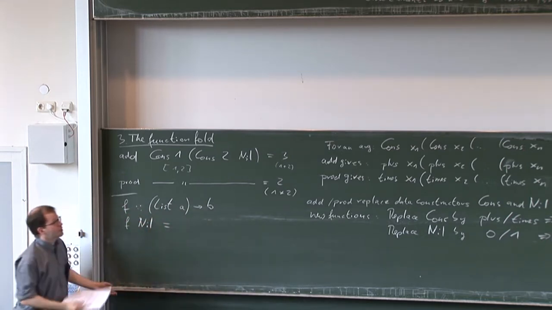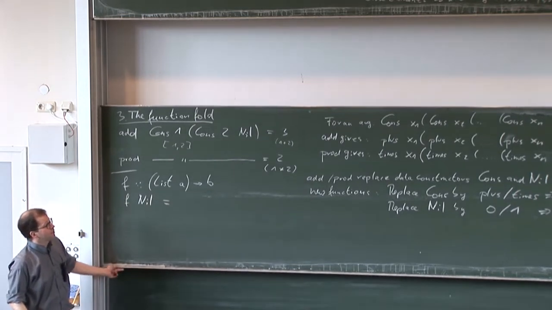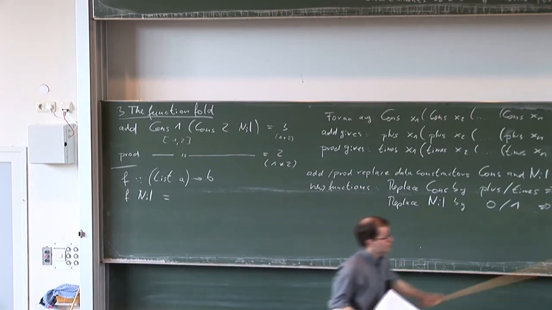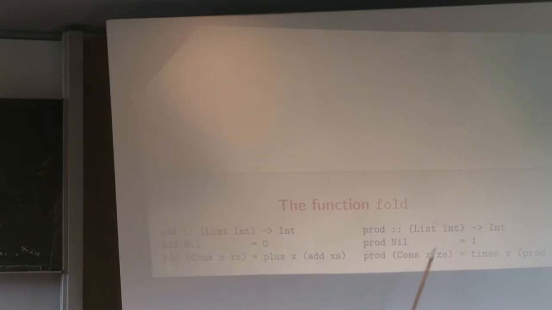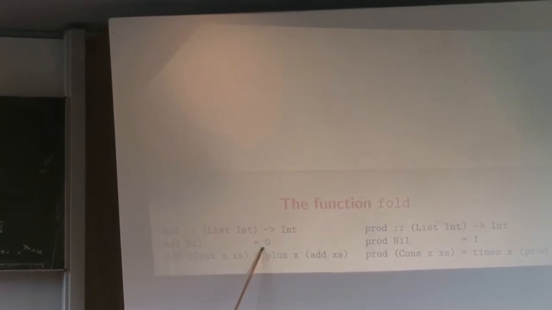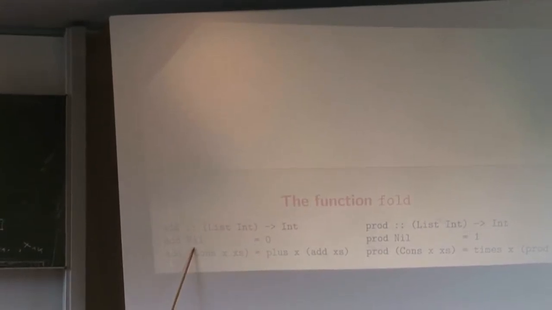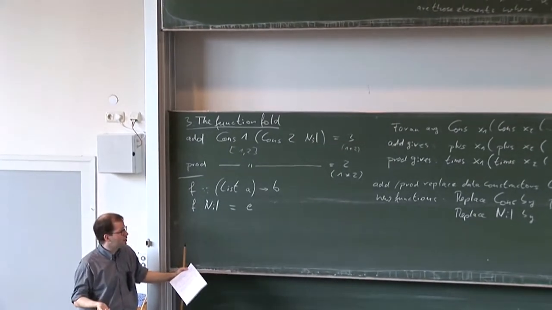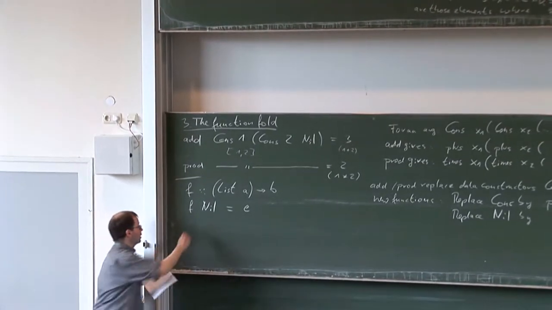So if you apply this to nil, then what would happen? Well, for add, we would get 0. For prod, we would get 1. So in other words, this is the value that we replace the constructor nil with. And now we wanted to make it more general. We wanted to say we replace nil not by 0 or 1, but by a new variable e. So here the result should be e. It should be 0 if we want to simulate add. It should be 1 if we want to simulate prod.